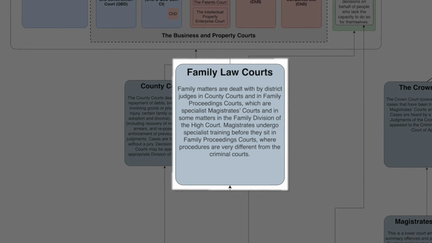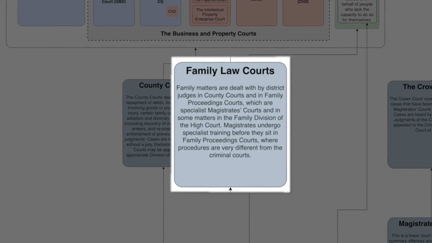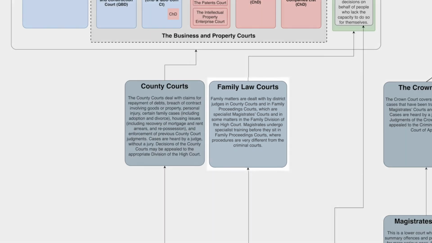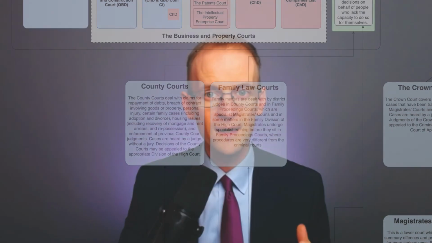The family law courts. Family matters are dealt with by district judges in county courts and in family proceedings courts, which are specialist magistrates courts, and in some matters in the family division of the High Court. Magistrates undergo specialist training before they sit in family proceedings courts, where procedures are very different from the criminal courts. So the family law courts appear in a separate category in this diagram, but remember that they cross several different courts: the county courts, the magistrates courts and the High Court.